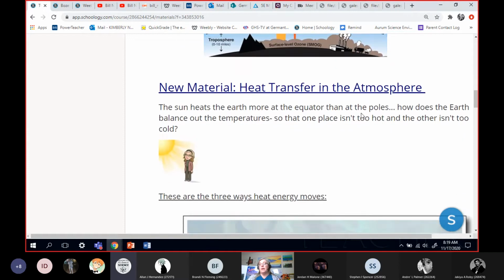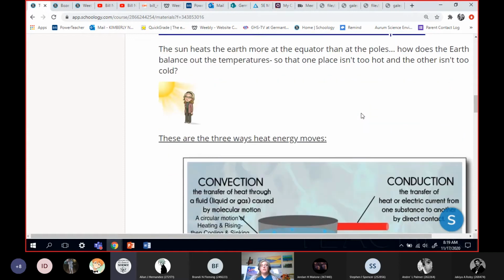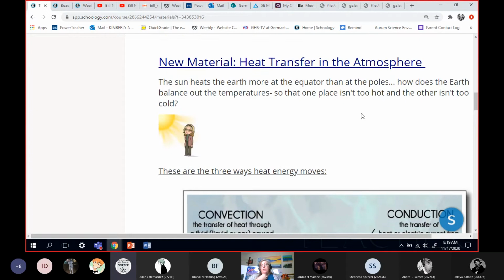Okay, now that's the stuff we talked about last week. Let's talk about new stuff. Heat transfer in the atmosphere. Okay, so we know that when anything heats up, the molecules in it start to move faster. Okay, and the faster the molecules move, they start to spread out. Okay, and as they start to spread out, they become less dense. When things start to cool down, the molecules move more slowly and they start to press together and the air becomes more dense. Okay, those are the 2 things you need to start with.